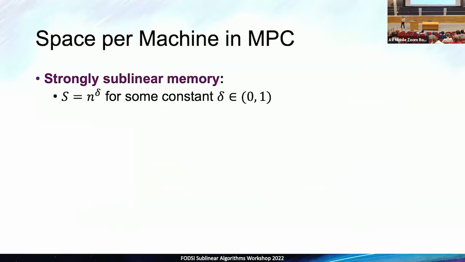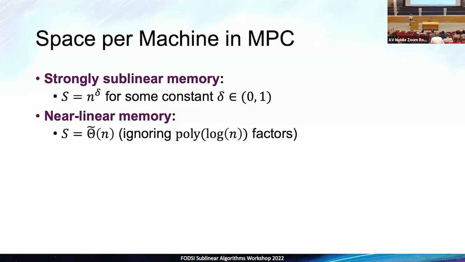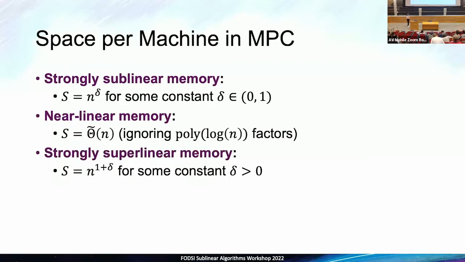So there are three domains in the MPC model that people care about. These three domains are partitioned according to how much memory is allowed per machine. First, there is the strongly sublinear memory domain. According to the purpose of this workshop, this is the domain that's of the most interest to everyone, and it's also the hardest to obtain efficient algorithms for. For strongly sublinear memory, you have space per machine equal to n to the delta for some constant delta in (0, 1). There's also the linear memory domain, where the memory per machine is near linear in the number of nodes in your input, up to some polylog factors. And finally, there is the strongly superlinear memory domain, in which the memory is n to the 1 plus delta for some constant delta greater than 0.